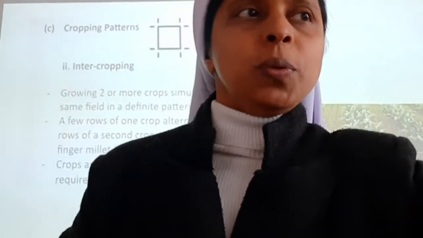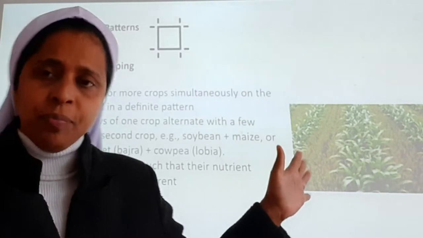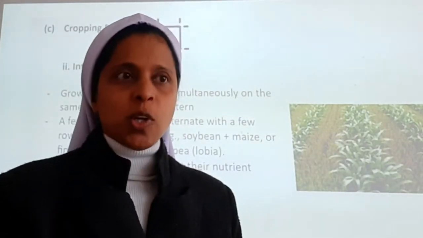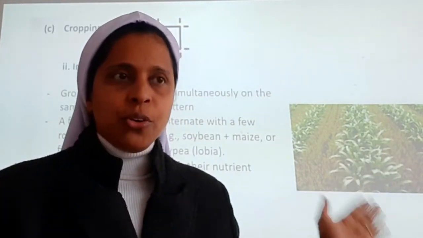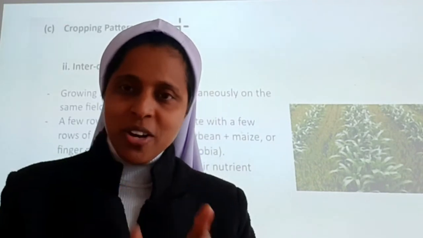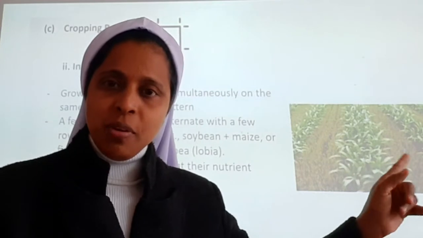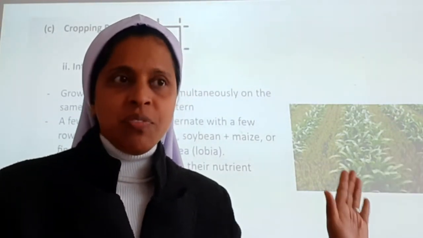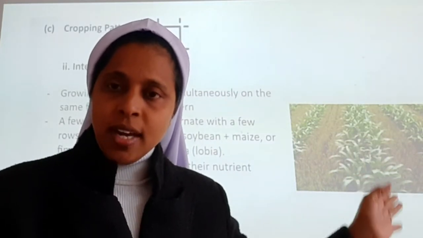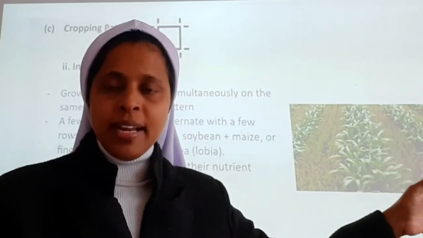Then moving forward to intercropping. As you can see here in the image, intercropping is also growing multiple crops, that means two or more than two crops. In one row, as you have seen in the morning assembly, the boys will be standing in one row, the girls will be standing in another row, in that way. So here also we will be having a definite pattern. In one pattern we will be sowing soya bean, in another pattern we will be sowing maize, or in another one millet or cowpea.